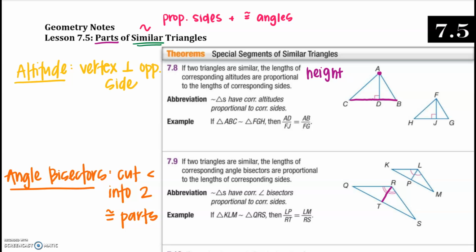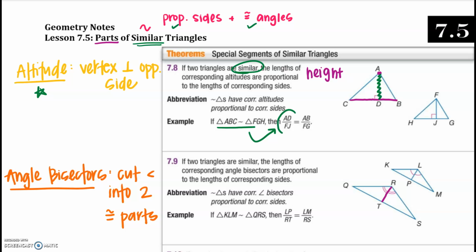So these theorems, 7.8, talks about our altitudes. Remember, it goes from the vertex perpendicular to the opposite side. If two triangles are similar, so we have to know they're similar, and remember, proportional sides, congruent angles, the lengths of the corresponding altitudes are proportional to the lengths of the corresponding sides. So knowing these two triangles are similar allows me to create proportions with our corresponding altitudes.